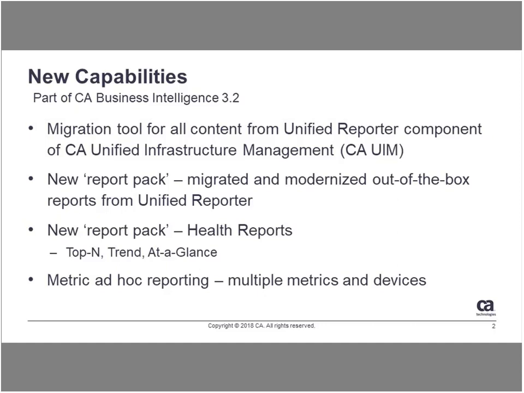Now, if you weren't aware, Unified Reporter is built on an older version of Jaspersoft, I believe it's 4.x. And CABI today is also built on top of Jaspersoft, but 6.3, soon to be 6.4. So again, export from UR and import into CABI. Additionally, we've taken all the out-of-the-box reports that were part of UR and added them to a reporting module, or a report pack, that can be installed on top of CABI.